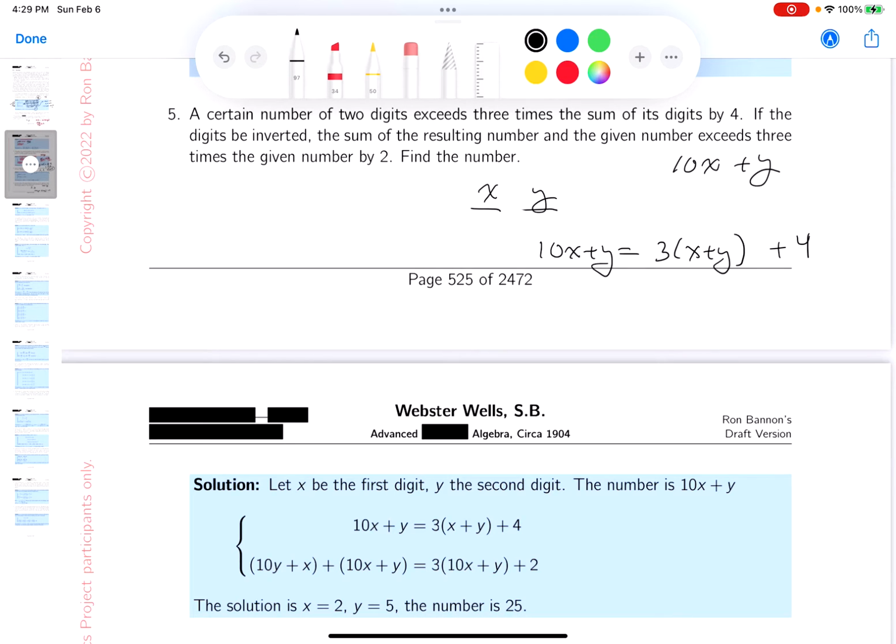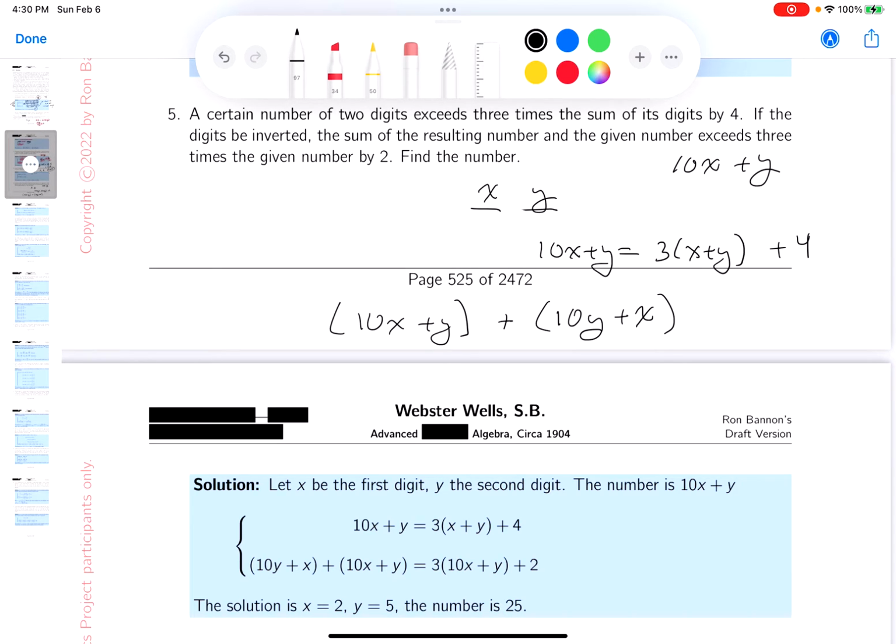Read that again. A certain number of two digits exceeds three times the sum of its digits by 4. I think I did okay with that. If the digits were inverted, what would the number be? That would be 10y plus x. That's if they inverted it, right? If the digits be inverted, the sum of the resulting number and the given number. Well, this is the resulting number. What's the given number? 10x plus y.